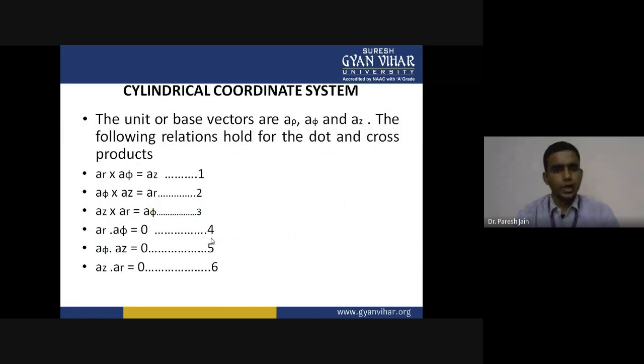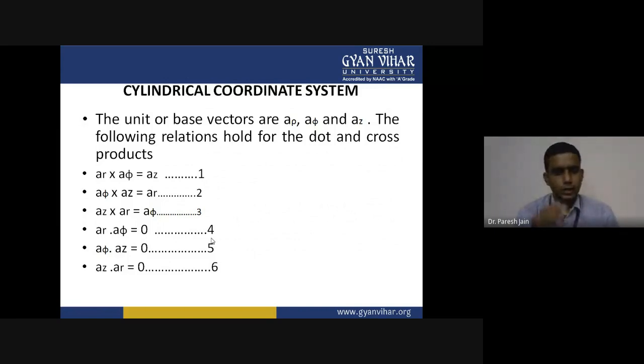a r cross a phi equal to a z. That is equation number 1. Next, a phi cross a z equal to a r. Equation number 2, a z cross a r equal to a phi. Equation number 3. These three equations show the cross products of the unit vectors in the cylindrical coordinate system.